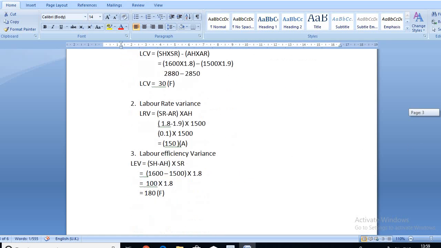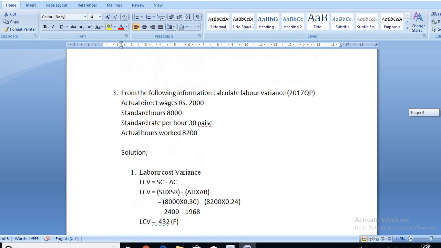Now come to problem number 3. So this is problem number 3 and this question was asked in the year 2017 question paper for 6 marks, that is for section B. Now the first one, actual direct wages rupees 2000. Actual wages is so much? 2000. This 2000 rupees is not for 1 hour.